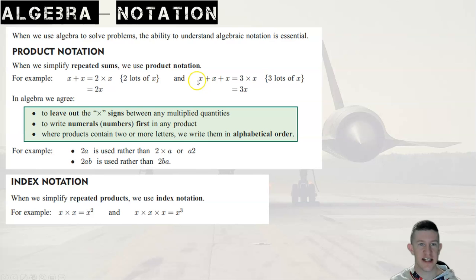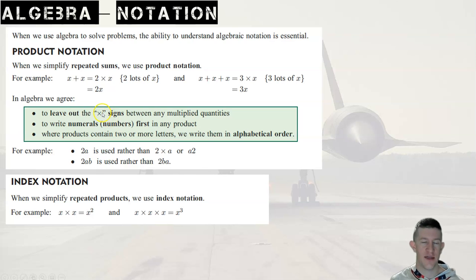Another way to think of this is if I had x plus x plus x, I've actually got 3 lots of x, right? So that's the same as 3 times x, which we then simplify even further and say, well, that's just 3x. So x plus x plus x in algebra is 3x. It means the same thing: 3 times x, which is x plus x plus x.